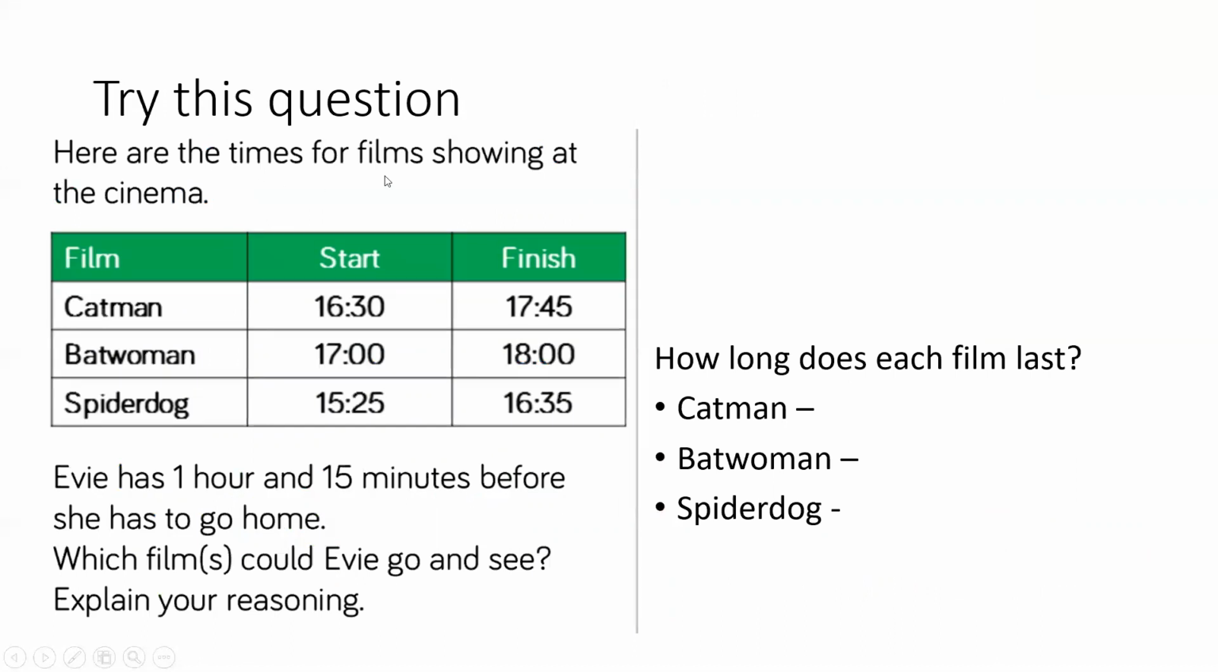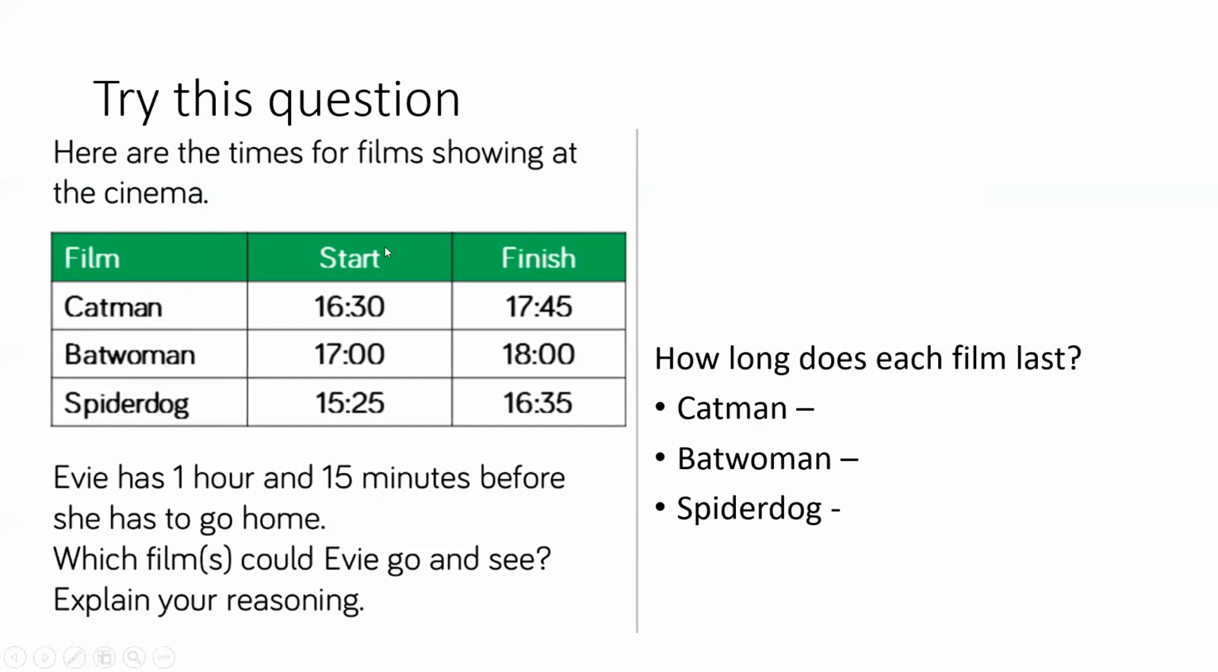So here are the times for films showing at the cinema. I've got 3 films here. Evie has 1 hour and 15 minutes before she has to go home. Which film or films could Evie go and see? Explain your reasoning. So the 3 films we've got are Catman, Batwoman and Spider Dog. So if you pause the video now, you can have a go at working it out.